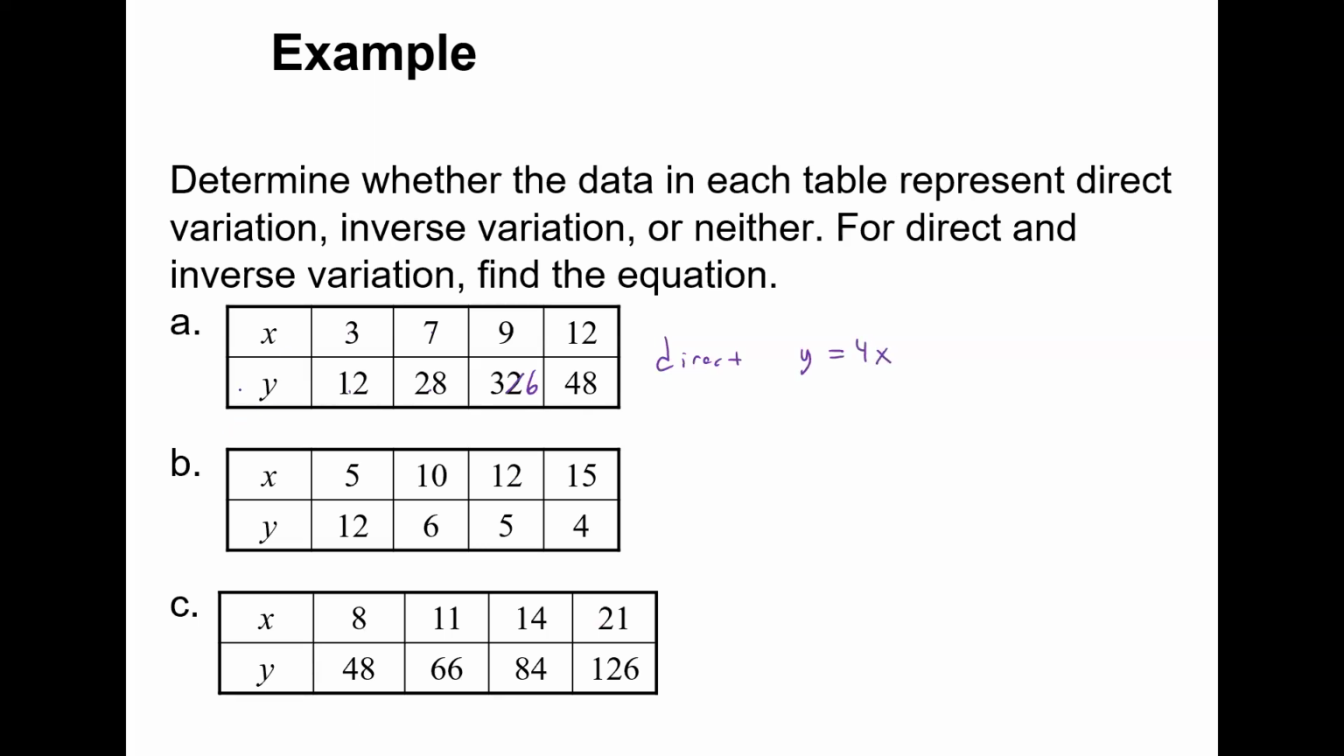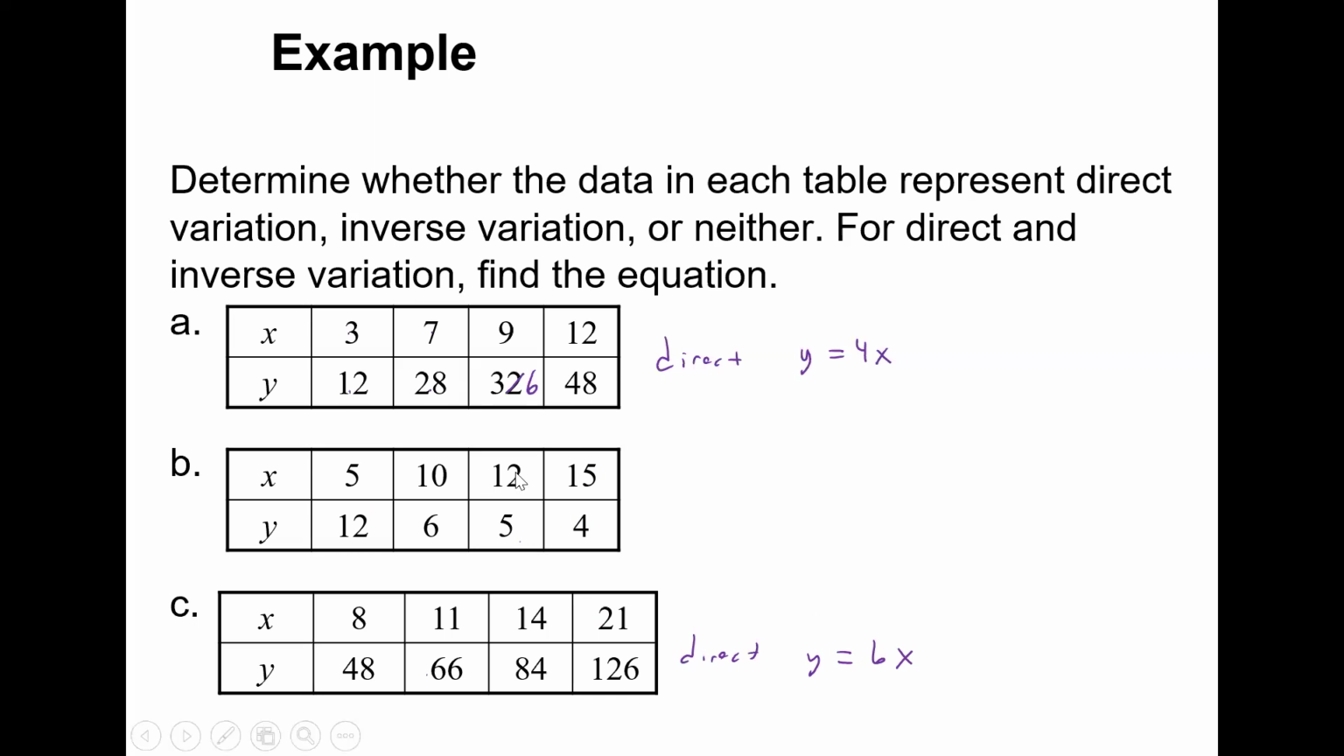Okay. Now here we have 5 to 12, 10 to 6, 12 to 5. So this is some kind of a weird situation. I'm not sure what that one is. So it's either going to be inverse or neither, I think. Now here, what about this one? Well, 6 times 8 is 48. 11 times 6 is 66. Now 6 times that should be 84, and 6 times that should be 126. So this is a direct variation again, and this is y equals 6x. So this is the only one we really don't know for sure. So we would have to do something to figure that one out.